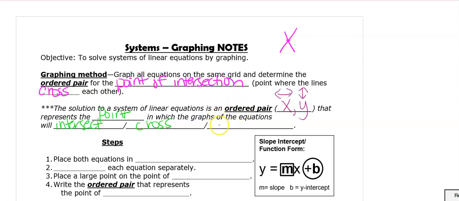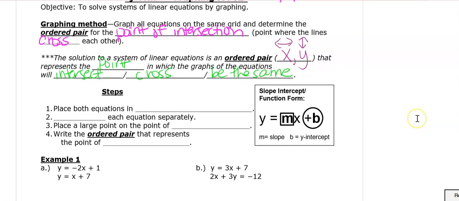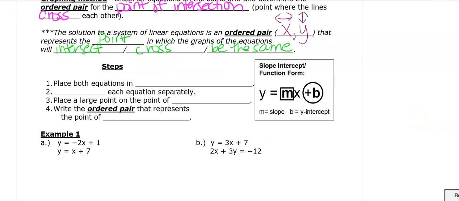And I say be the same because be the same is when you're looking at a table. You don't necessarily actually have the graph going on. You're going to have the table to look at, okay? And we're going to learn how to do it both ways. Sometimes it requires you to graph it. Sometimes you can do it in the calculator and look, okay? So the first thing we're going to do is discuss the steps.